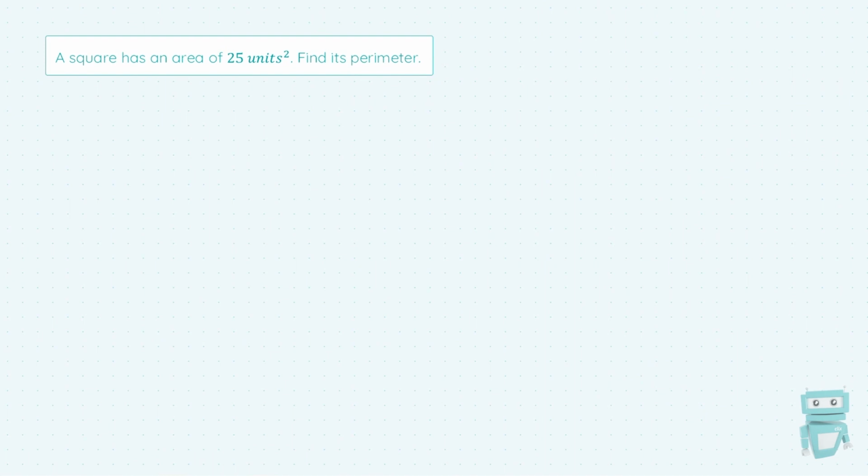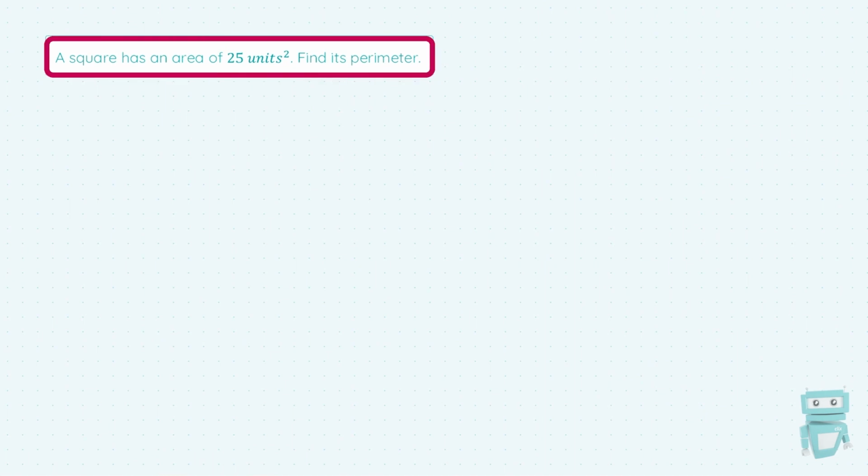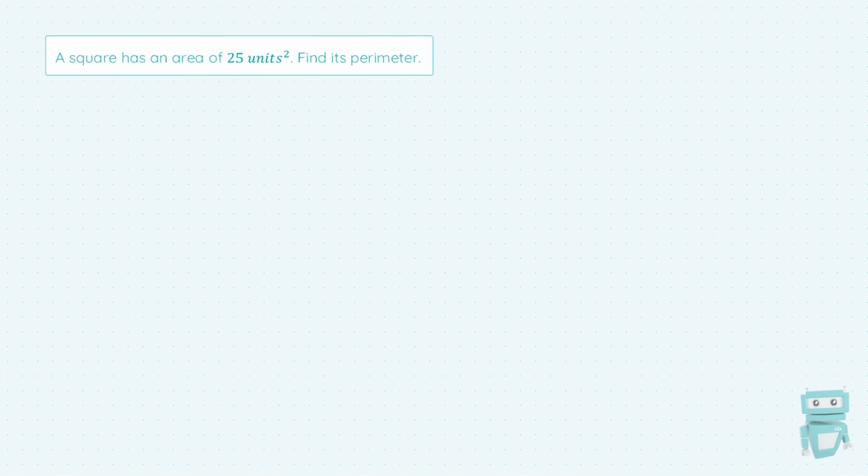This time I'm told a square has an area of 25 units squared. Find its perimeter. So in order to find the perimeter of the square, I'm going to need to know what the side length of it is. So let me draw a wee diagram. So I don't know what the side length of this square is, but I do know its area. So let me start with that. I'm going to say that the area here equals 25.